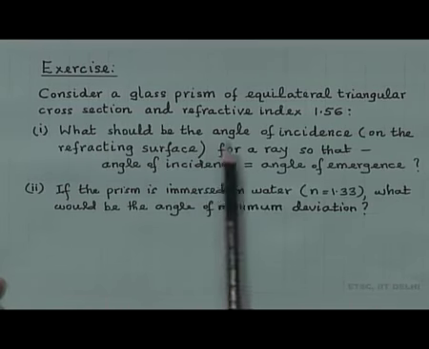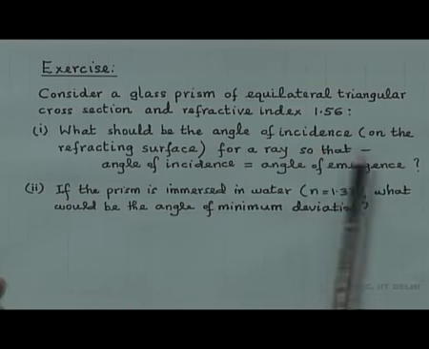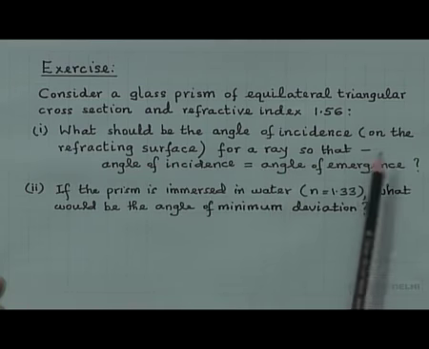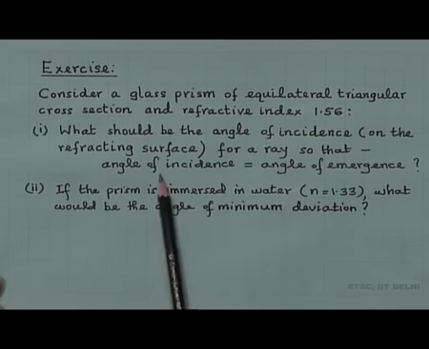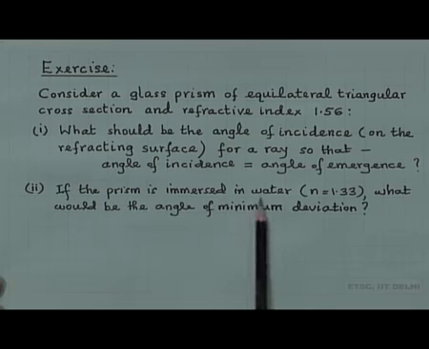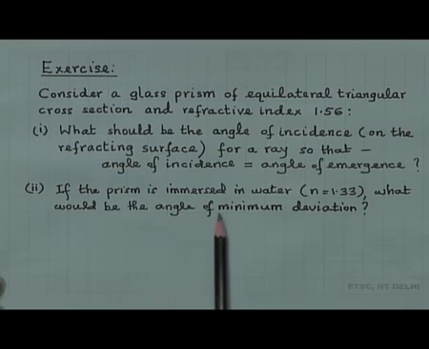What should be the angle of incidence on the refracting surface for a ray, so that the angle of incidence is equal to the angle of emergence? Second part: if the prism is immersed in water, with refractive index n equal to 1.33, what would be the angle of minimum deviation?